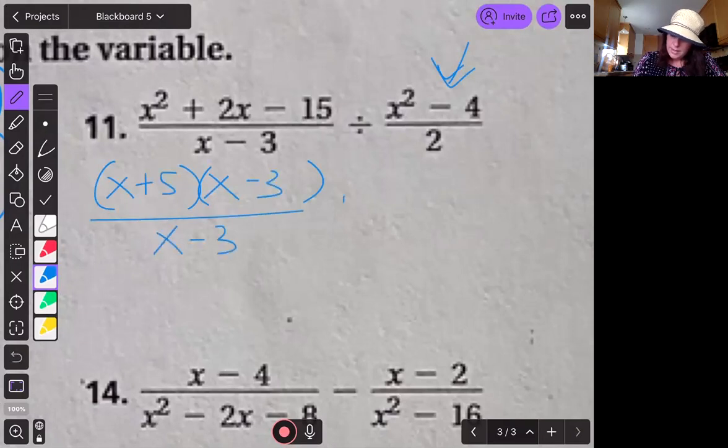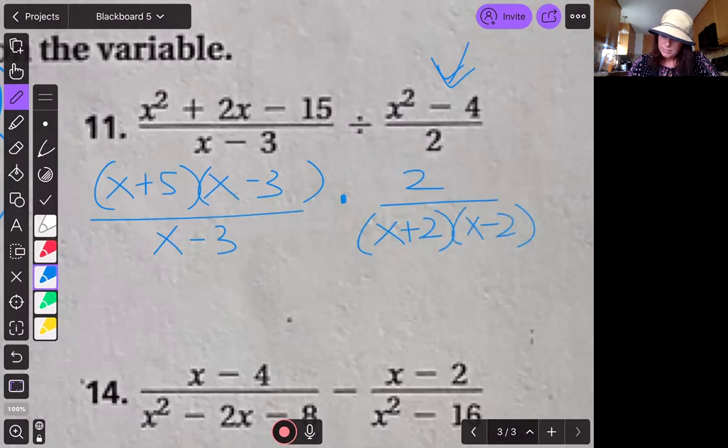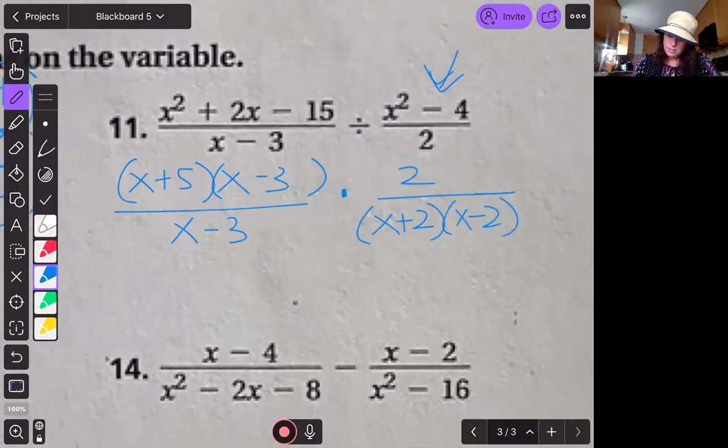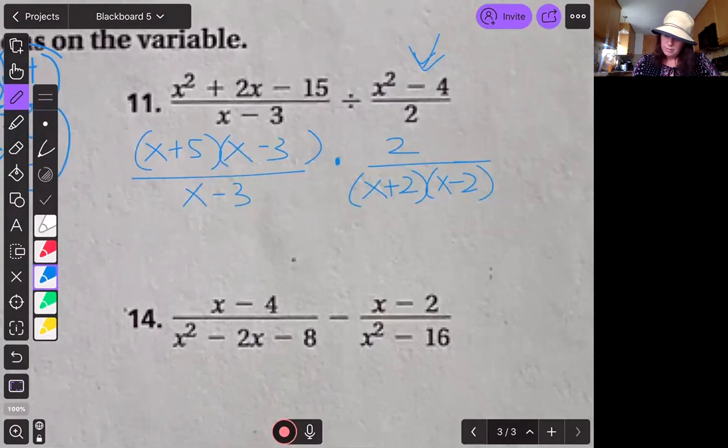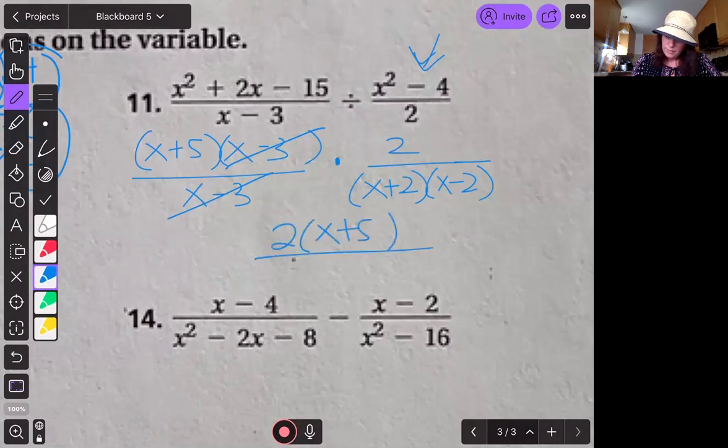All right, now I'm going to change this to multiply and flip. I've got a 2 here, and this factors as x plus 2, x minus 2. So that one reduces, and we are left with 2 times x plus 5 over x plus 2, x minus 2. Ugh, that one was dumb.